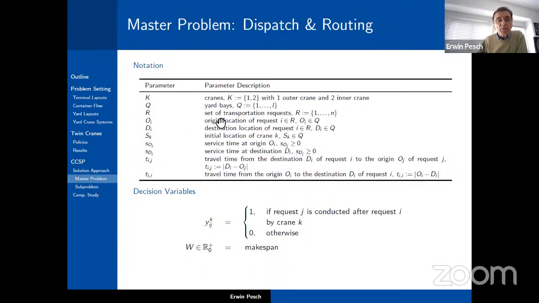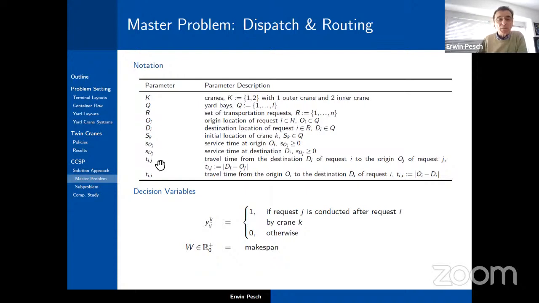So we have 2 grains. We have a number of bays. We have n transportation requests. For each request, we have an origin location, a destination location. We have an initial location of each grain, s_k. We have a service time at the origin locations, or a time to pick up the container. We have a time at the destination location, the time for dropping off the container.